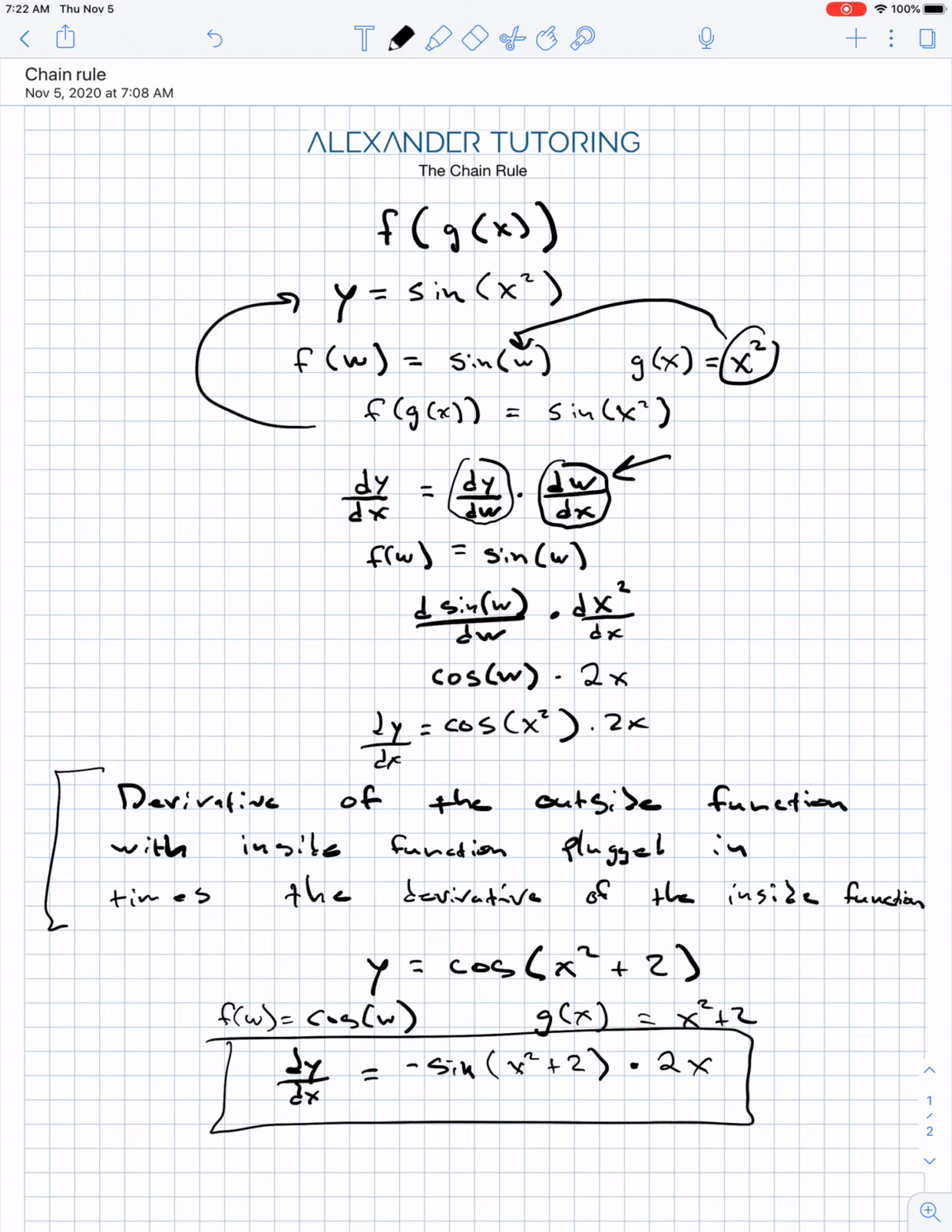So the main takeaway is use these words. It's the derivative of the outside function with the inside function plugged in times the derivative of the inside function.